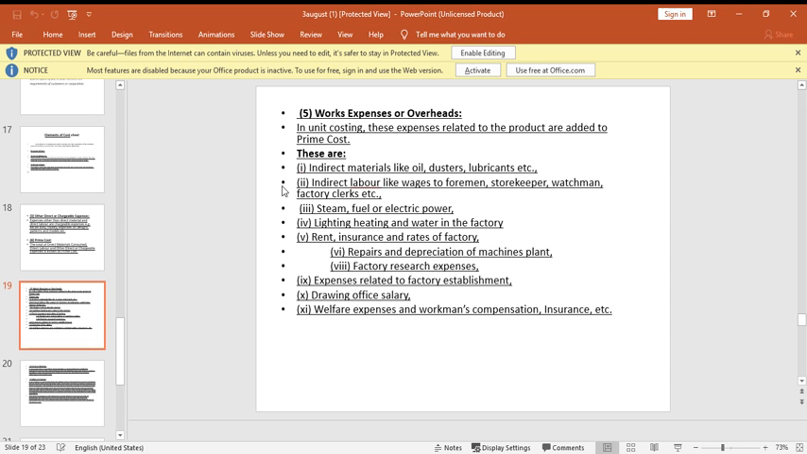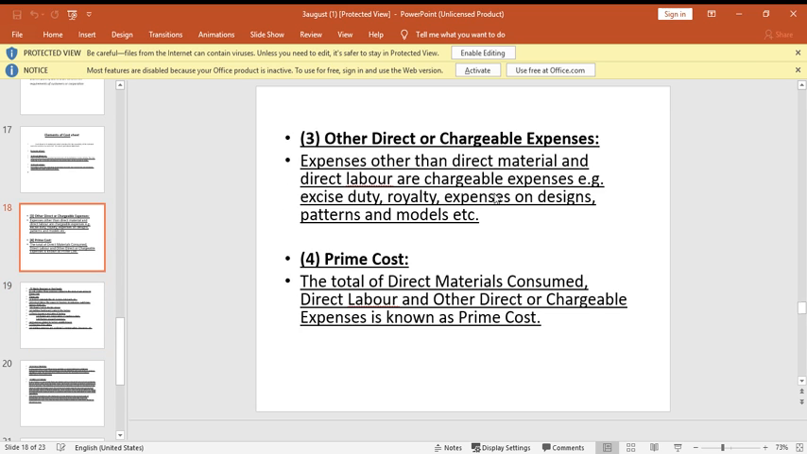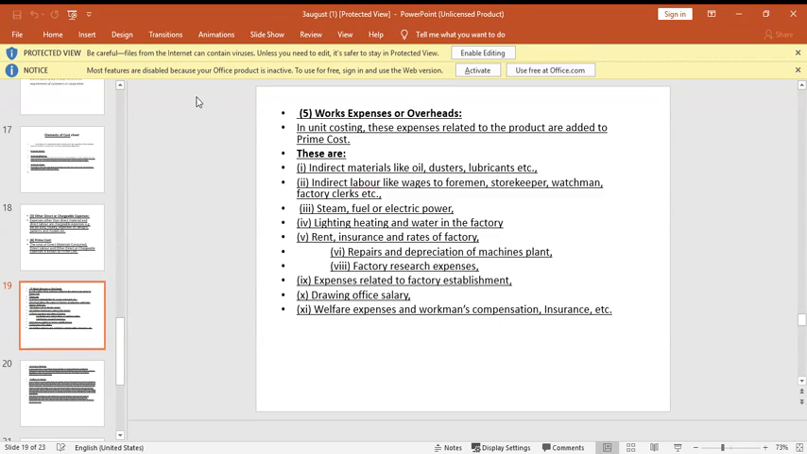So, works expenses or overheads. In unit costing, these expenses related to the product are added to the prime cost. So generally, prime cost is the total of direct materials consumed, direct labor and other direct or chargeable expenses.